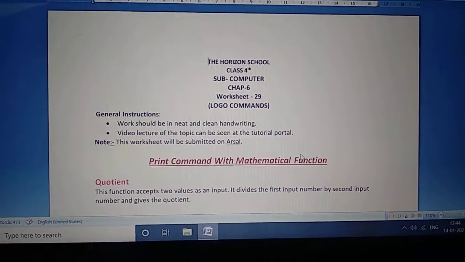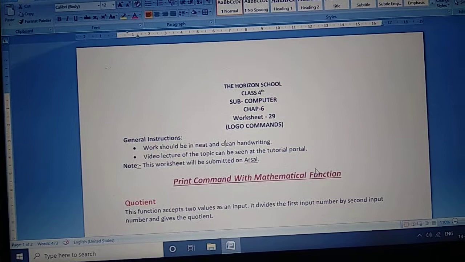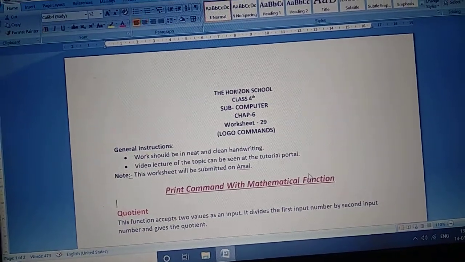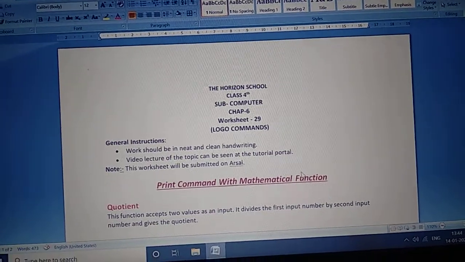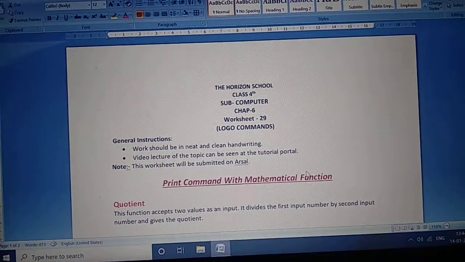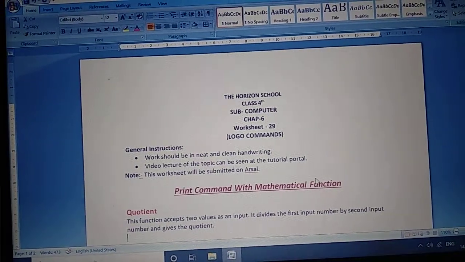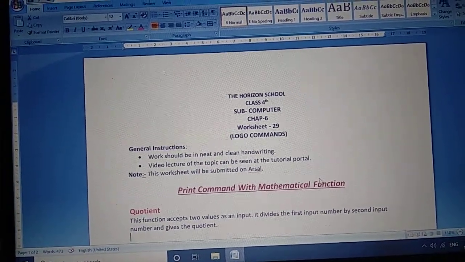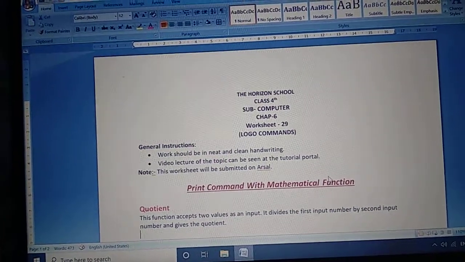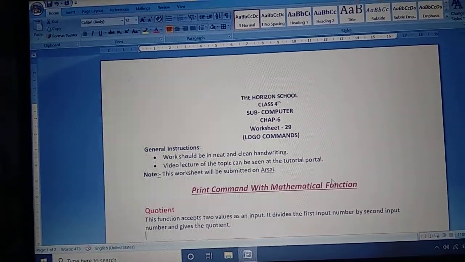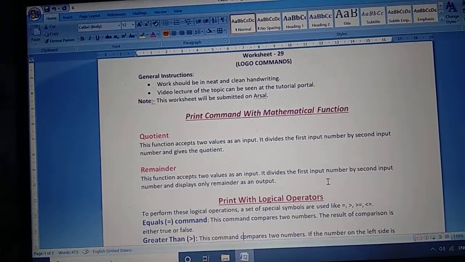Okay, so now this is your worksheet. Just having a quick recap in this worksheet. Okay, so what is a quotient? Quotient. This is the question command, print command with the mathematical function. You have already read about sum, product, difference. Okay, in sum what we do, we add the two numbers. In difference we subtract. Okay, and in product we multiply the two numbers. Okay, so this is the next function, that is the quotient function.